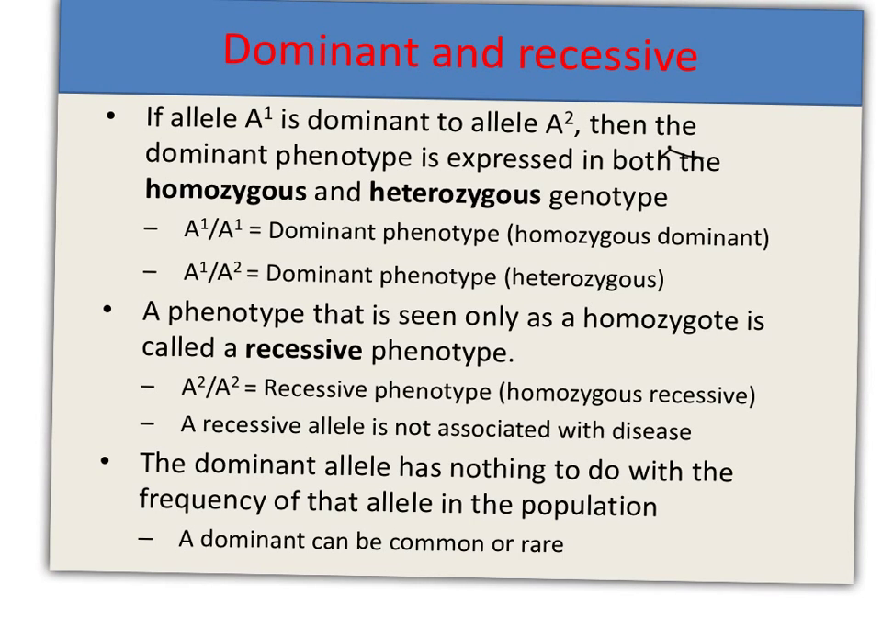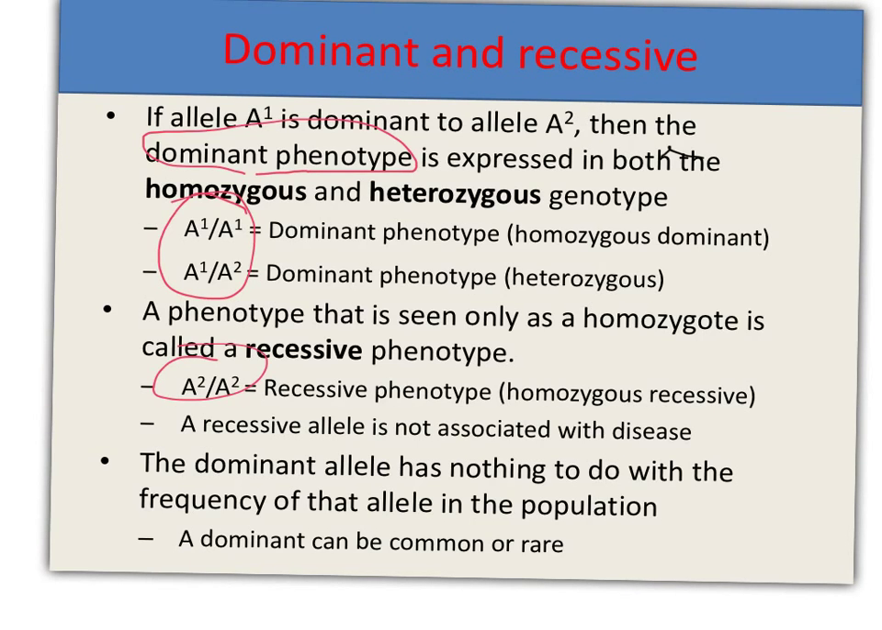If allele A1 is dominant to allele A2, in other words, we'll say HBA versus HBS, then the dominant phenotype is expressed in both the homozygous and heterozygous genotype. A phenotype that is seen only in the homozygous, in this case A2, is only expressed as a recessive, A2A2.